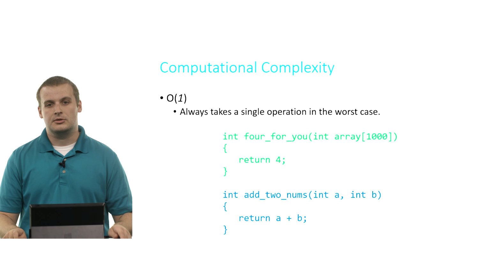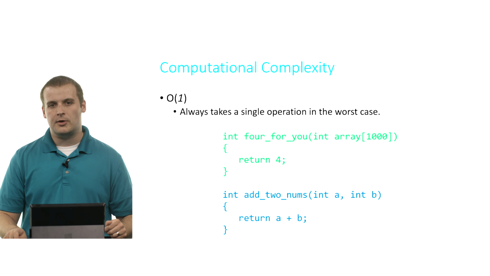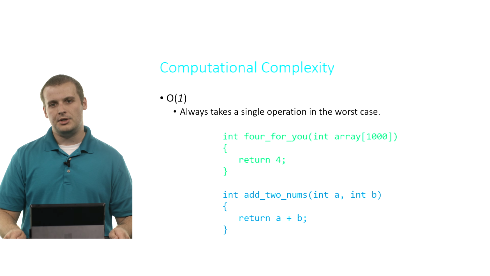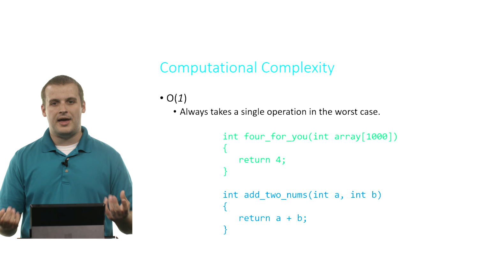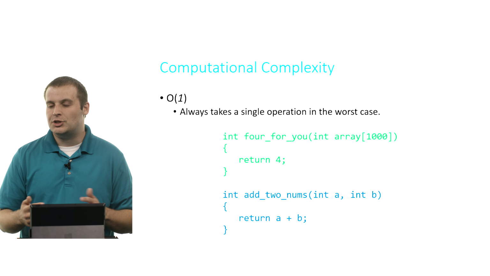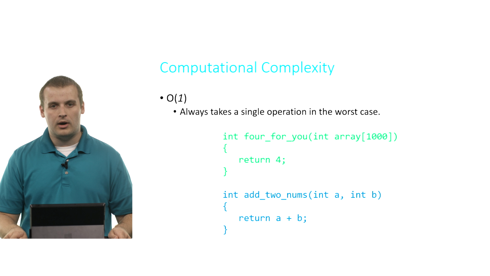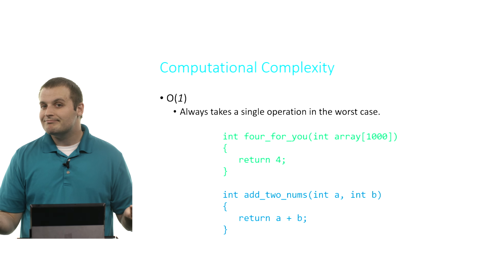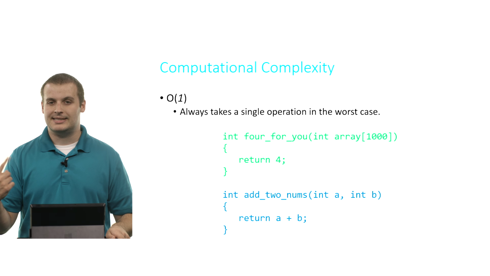So let's take a little more concrete look at some simpler computational complexity classes. We have 2 examples here of constant time algorithms, which always take a single operation in the worst case. In the first example, we have a function called for you, which takes an array of size 1,000, but then doesn't actually look at it. It doesn't care what's inside that array. It always just returns 4. So that algorithm, despite taking 1,000 elements, doesn't do anything with them. It's always a single step.